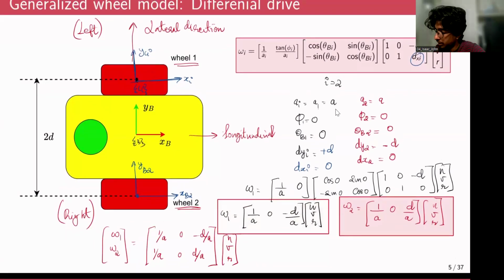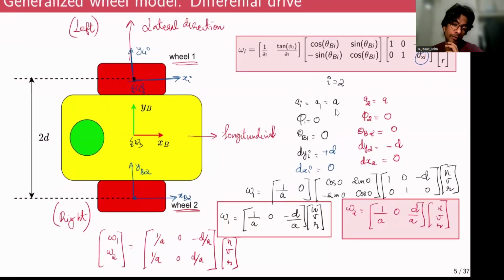So the meaning of this is that if you want to give some inputs to this differential wheel robot, if you give some values to omega 1 and omega 2, based on the dimensions of these values d and a, you can actually see what are the values of u, v, and r. Right? So in order to do that, if you know this vector, you have to take this matrix, take its inverse and pre-multiply it in order for you to find this u, v, and r.